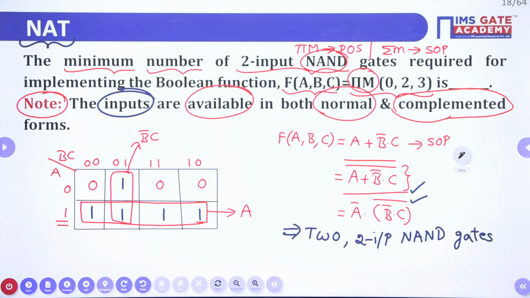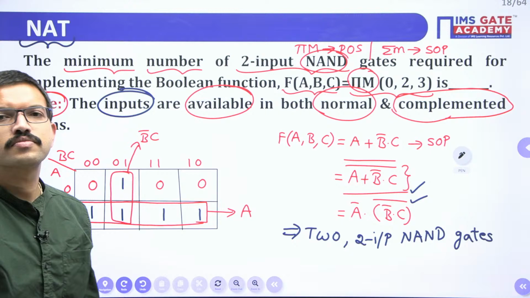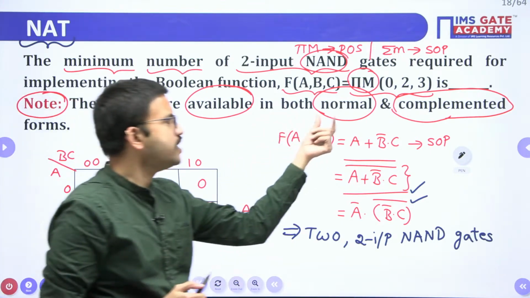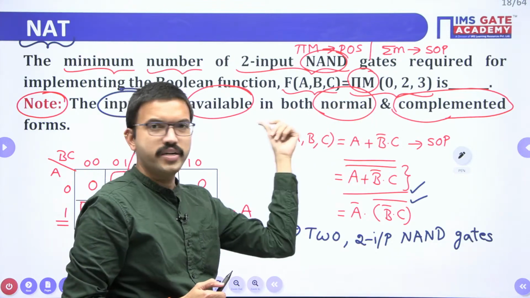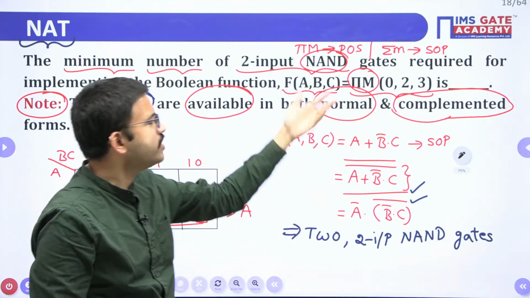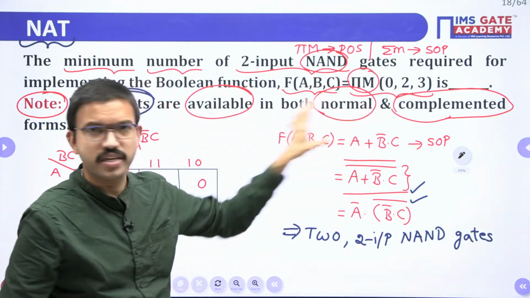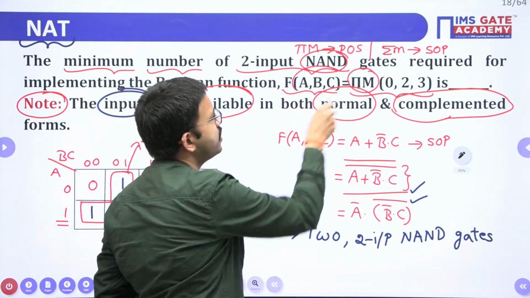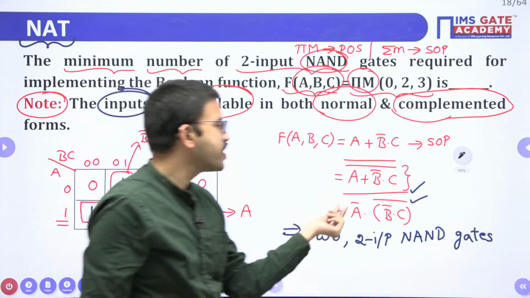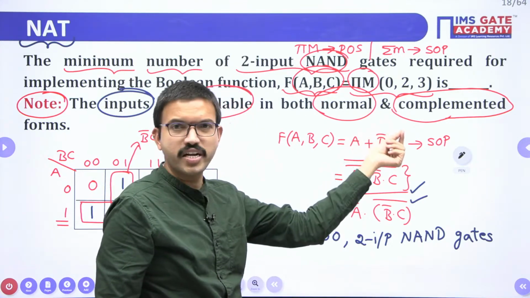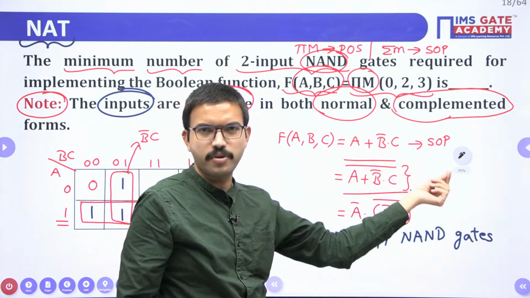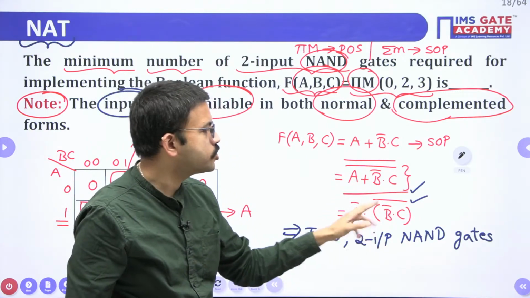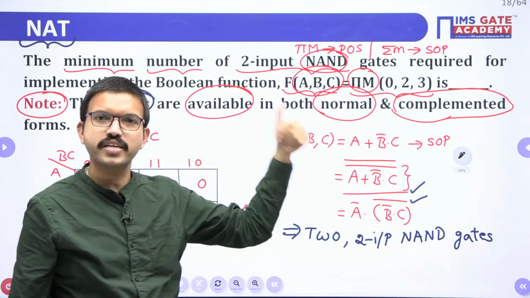Is it clear for everyone? Savik, is it clear? Here they have mentioned that both normal and complement inputs are available. If they haven't mentioned that in the statement, then by default all the input variables are available in normal form only. That time you have to generate A bar with the help of one NAND gate and similarly B bar with the help of one NAND gate. That means NAND based inverter. So you require 1 plus 1 2, 2 plus 2 is 4. In that case the answer is 4.